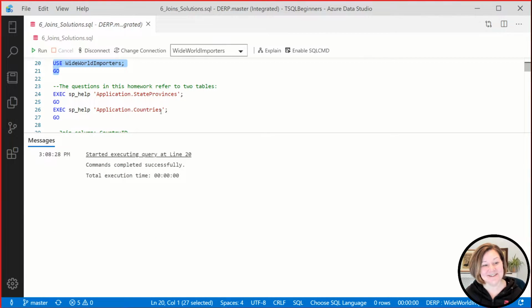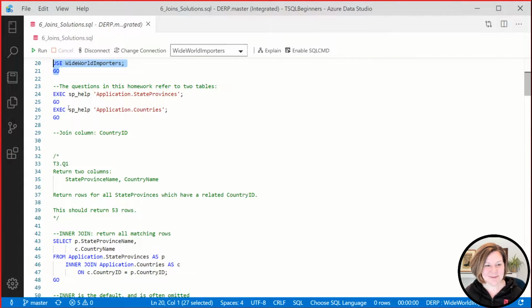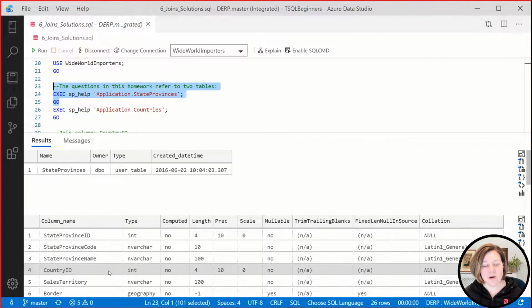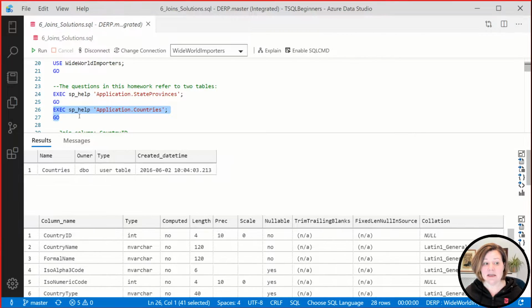So we're back in WideWorldImporters. So sp_help. If you don't know, okay, do we have similar columns in these tables? We can see, here's country ID. It is an int. We can make sure that it's the same data type in both tables. Of course, we would also want to look at the tables and make sure that they don't just coincidentally have a column named country ID that isn't actually related to one another.